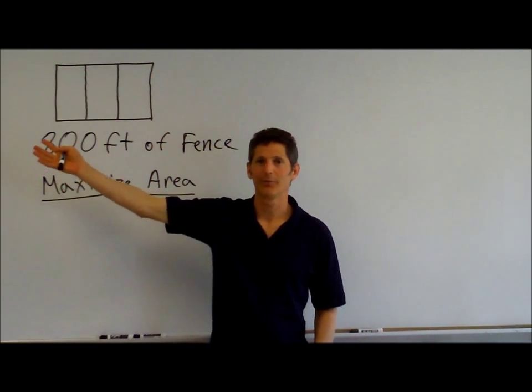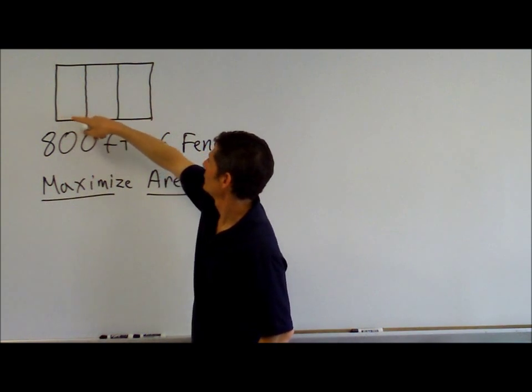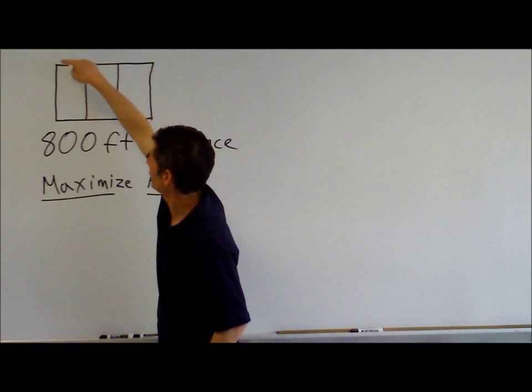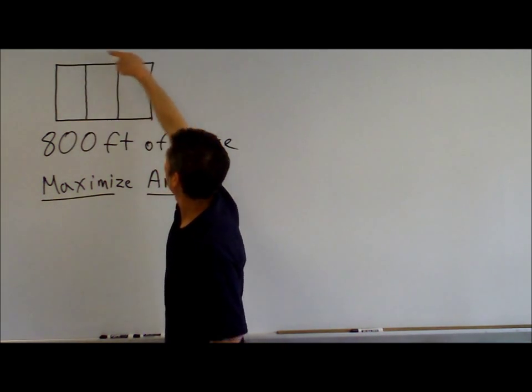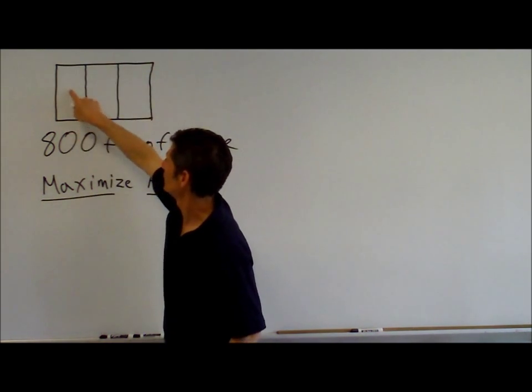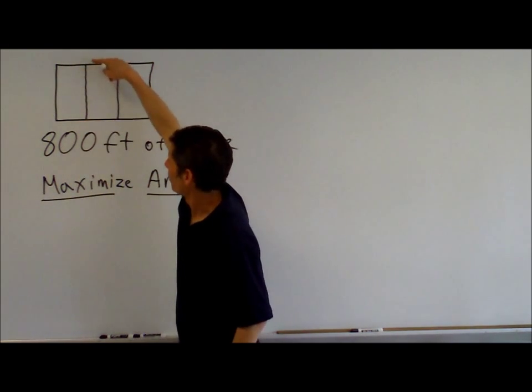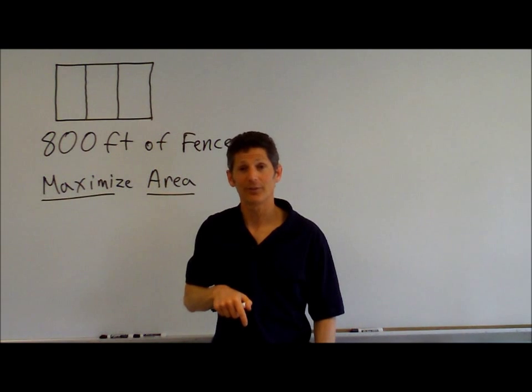Here you have a farmer, and the farmer has a field, and you're kind of looking down at it. You're looking down at the field, and the farmer wants to divide up the field into 3 pens. So there's a fence going all the way around, and then 2 little dividing fences. You get how that's going?